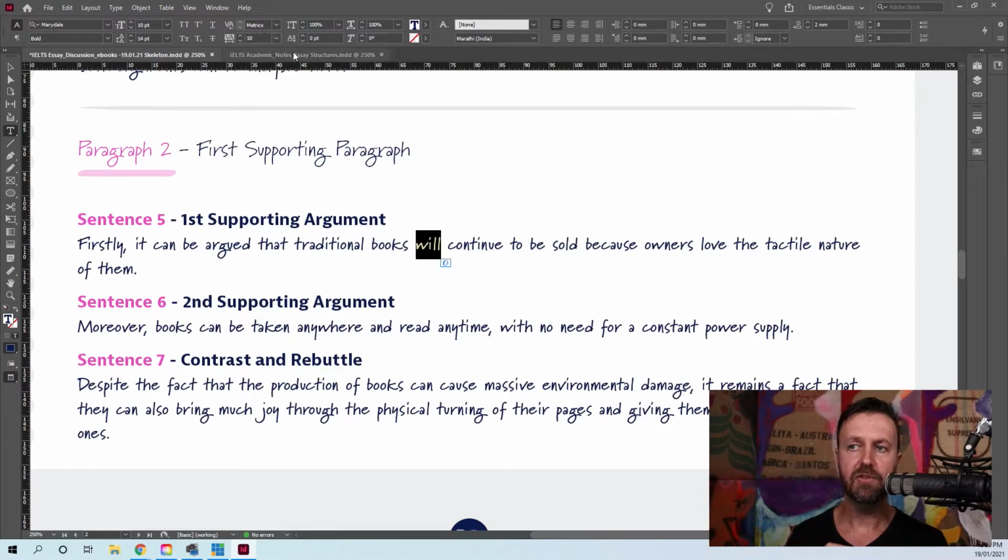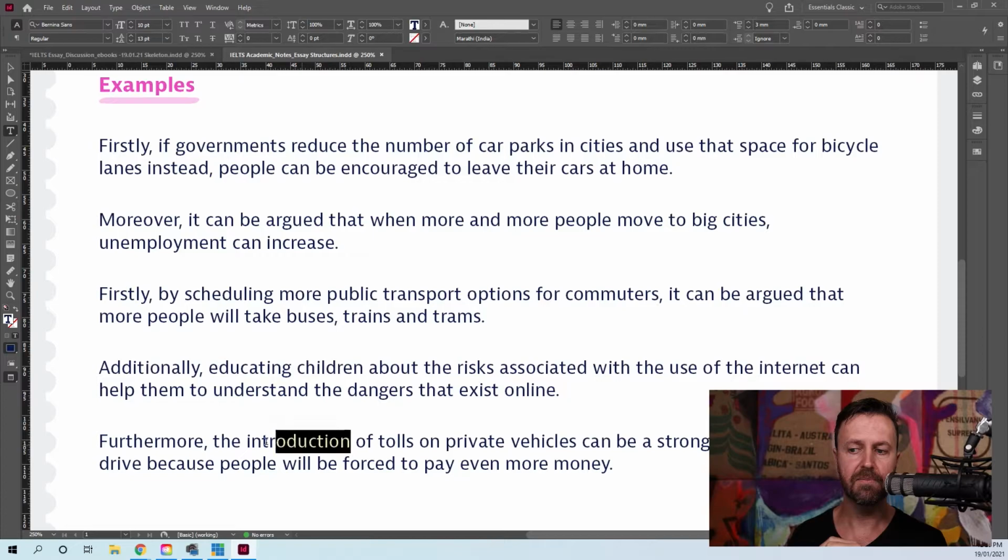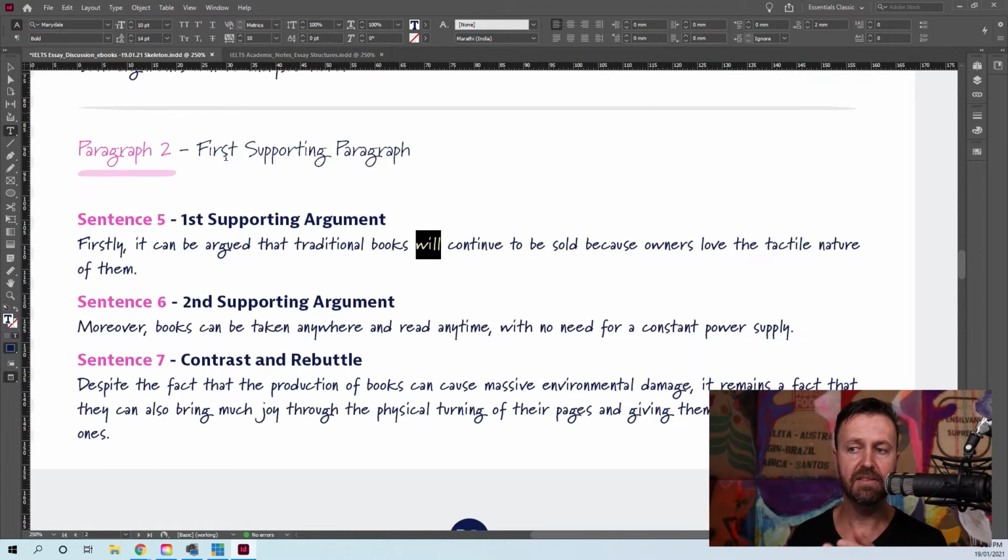Now, what's interesting here is before I mentioned that after nouns, we use the modal verb can. However, in essays, if we use the words it can be argued that, we can use the word will after it. Will is quite a strong word, and we don't necessarily want to use that all the time. But if we say it can be argued that this will continue, the mere fact that we say it can be argued is enough to soften the will to almost make it like can. So firstly, it can be argued that traditional books will. That's good. So we've got traditional books, which is the noun form, and then we've got the modal verb after that. Firstly, it can be argued that traditional books will continue to be sold because owners love the tactile nature of them.